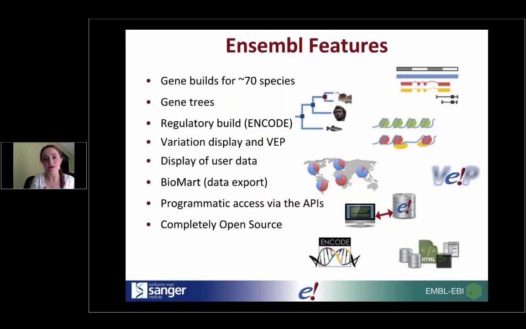These are some of the features we have in Ensembl. We have what we call gene builds for about 70 species. We take all of these genes, we compare them pairwise to one another to produce gene trees. We also produce a regulatory build which incorporates data from sources such as ENCODE. We have various ways to display variation data, and we have a tool for analysing your own variation data called the VEP. We allow you to display your own data in the browser. We also have data export via BioMart and programmatic access via our Perl and our REST APIs. The great thing about it all is that we are completely open source, so all of our code and all our software is free and open for you to use for whatever you like.